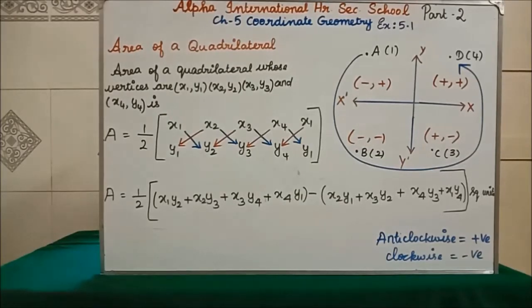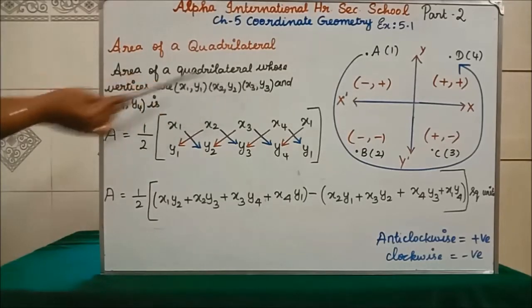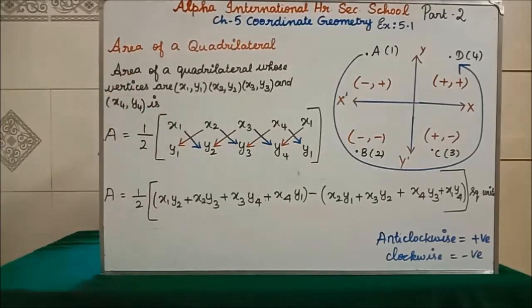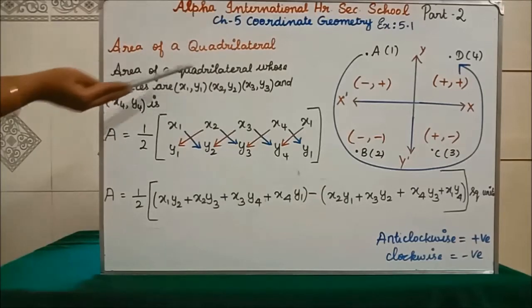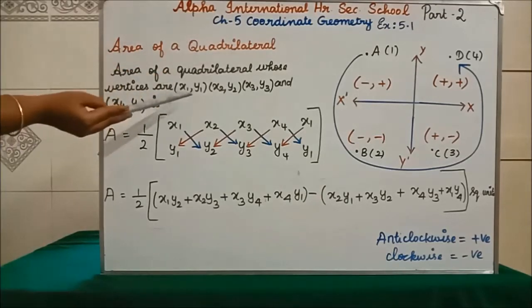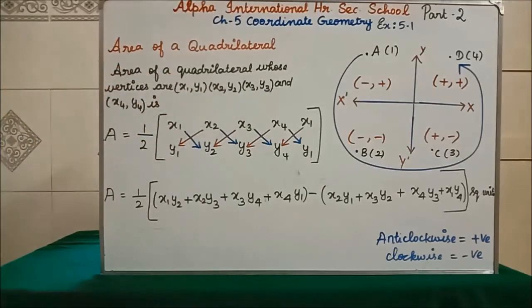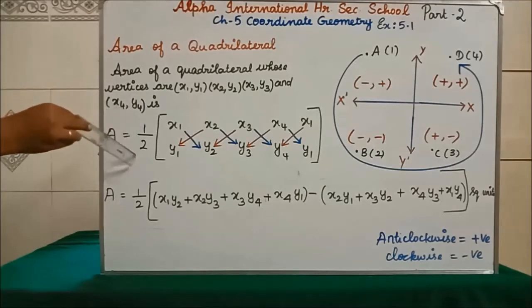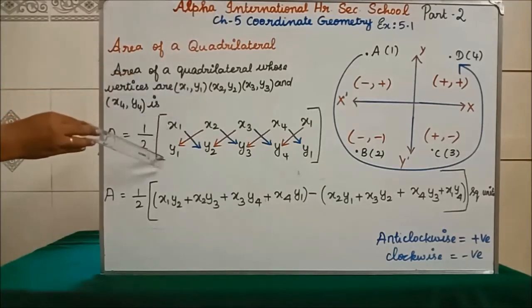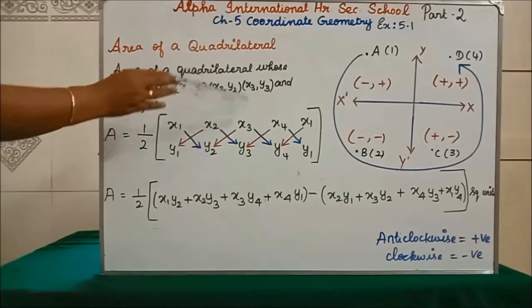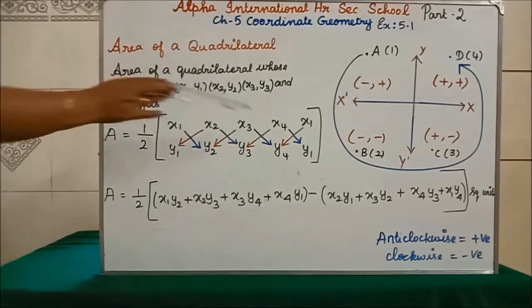But a triangle has 3 vertices. Since this is a quadrilateral, how many vertices will we get? 4 vertices. The area of a quadrilateral whose vertices are x1, y1, x2, y2, x3, y3 and x4, y4. Now, how did we do the area of a triangle? The same we are going to do for the area of the quadrilateral also. Clear? Area is equal to 1 by 2 times the determinant of x1, y1, x2, y2, x3, y3, x4, y4.